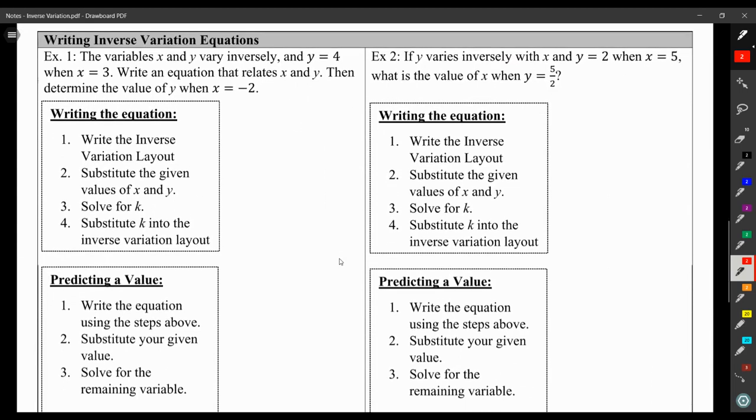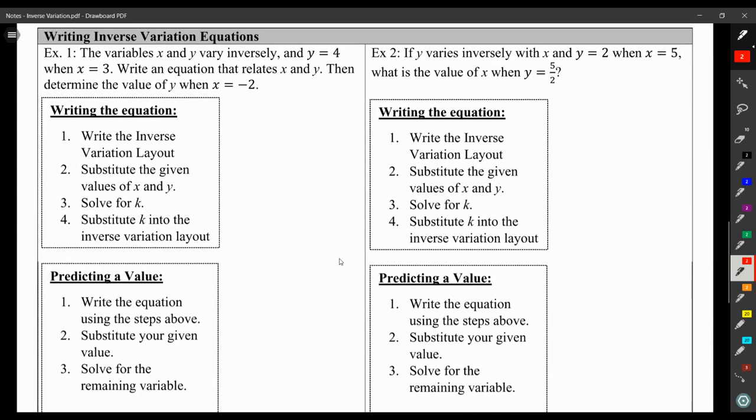Now let's actually work closer with inverse. Because direct variation is something you should have learned in Algebra 1, we're going to spend the majority of the time focusing on inverse variation. So how do we actually use inverse variation?